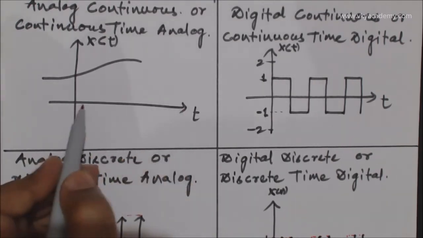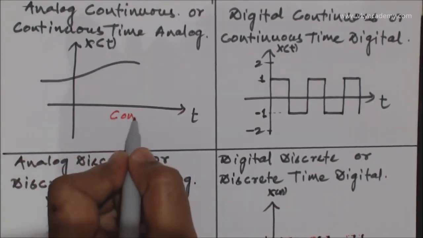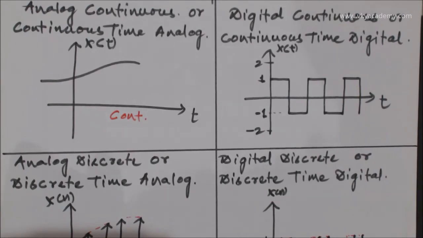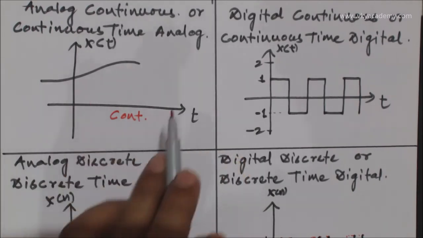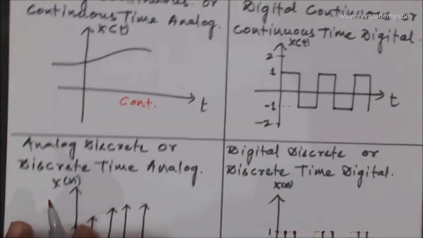So here the domain is continuous, and as the amplitude or the dependent variable has all possible values, or you can say the system takes all the possible values within a specified range, so we can say the signal is analog. So such type of signals are called analog continuous or continuous time analog signals.